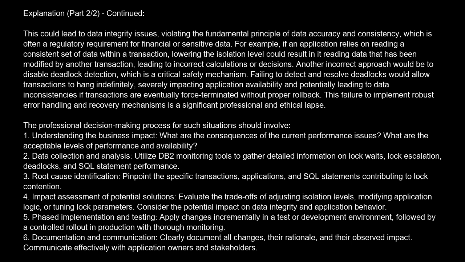4. Impact assessment of potential solutions. Evaluate the trade-offs of adjusting isolation levels, modifying application logic, or tuning lock parameters. Consider the potential impact on data integrity and application behavior. 5. Phased implementation and testing. Apply changes incrementally in a test or development environment, followed by a controlled rollout in production with thorough monitoring. 6. Documentation and communication. Clearly document all changes, their rationale, and their observed impact. Communicate effectively with application owners and stakeholders.